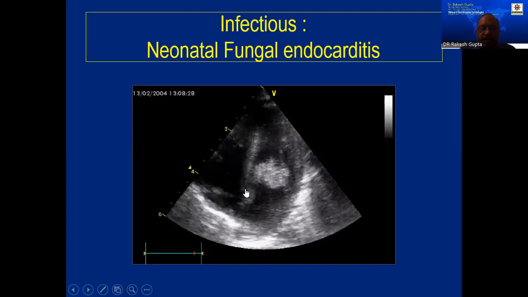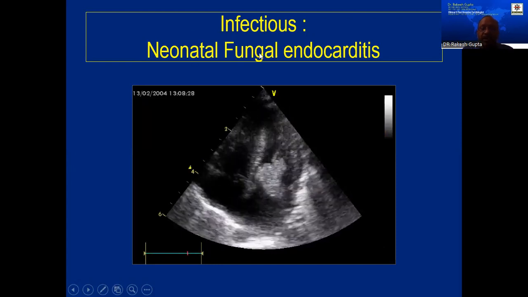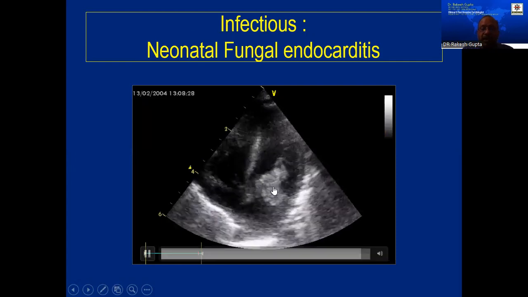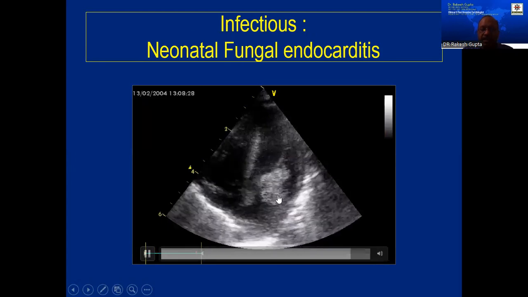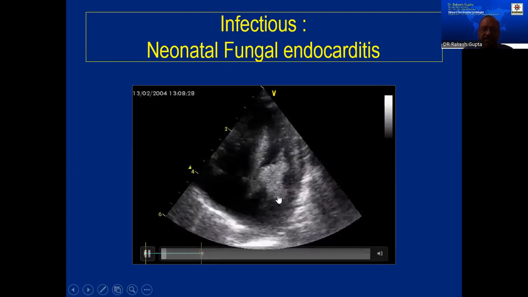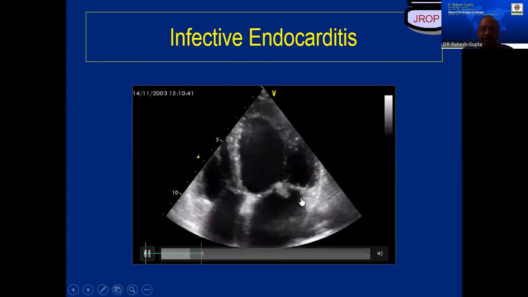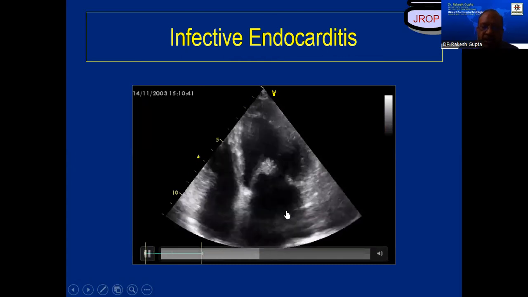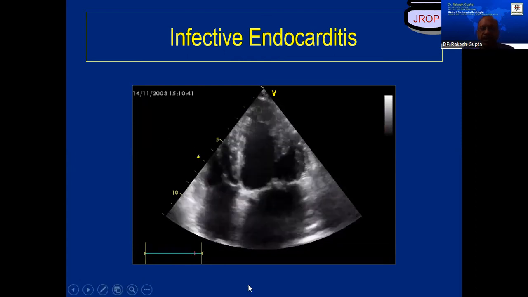This is an 18 days old newborn with proven fungal aspergillosis endocarditis. See how big the masses are on the tip of the leaflet. Classical infective endocarditis, like stone billboards on an airport. That's how it looks to be. There's no doubt about it.